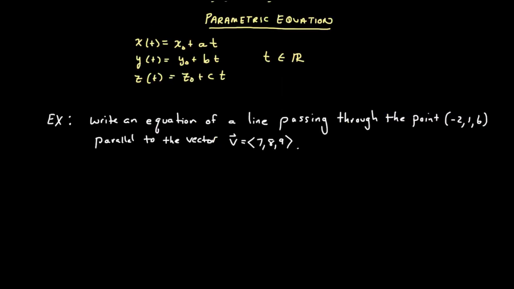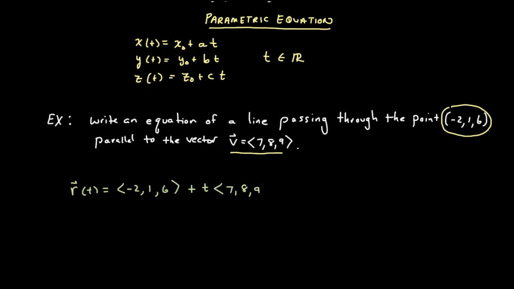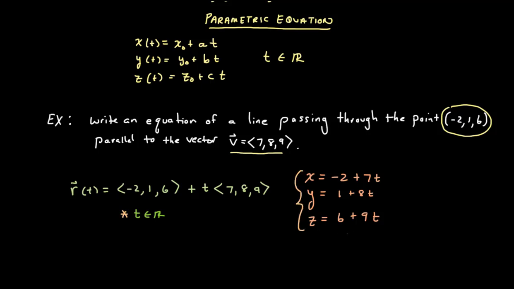Now this simple example will illustrate that the only thing you need for this equation of a line is a point on the line and the parallel vector, and then this is really straightforward. The vector equation of this line, r of t, is equal to -2, 1, 6 plus t times 7, 8, 9. That's the vector equation of the line. We want to make sure that we say t is an element of the reals. And then here we have the parametric equation for the line.